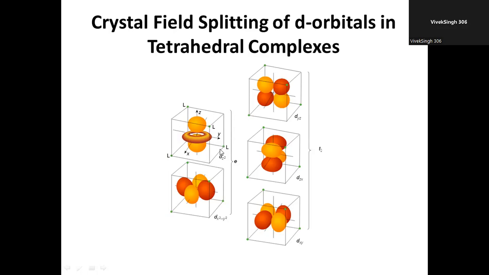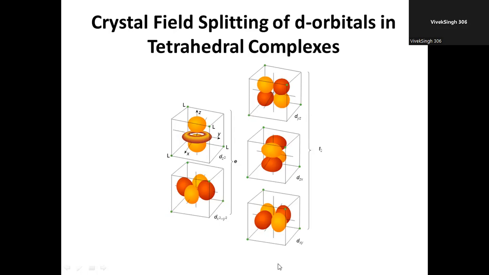So now, when the ligands are approaching along the alternate corners of the cube to the metal ion present in the center of the cube, what is happening? They are neither getting influenced by the orbitals that are present on the axis, nor by the orbitals that are present in between the axis. Let us see how they are not influencing.